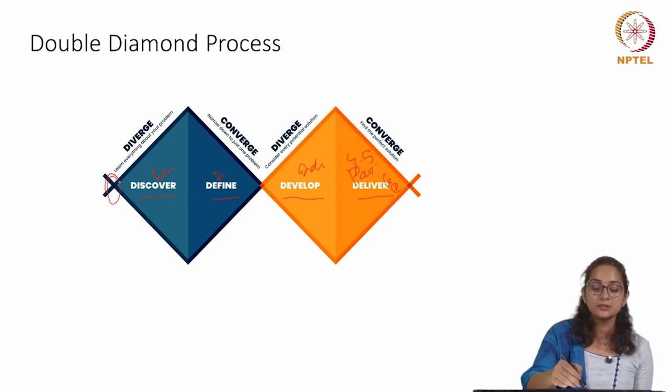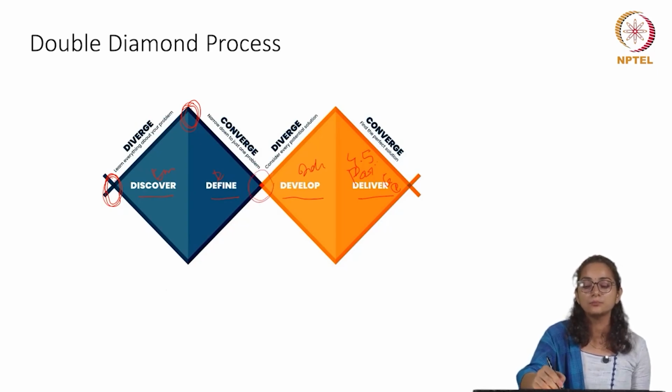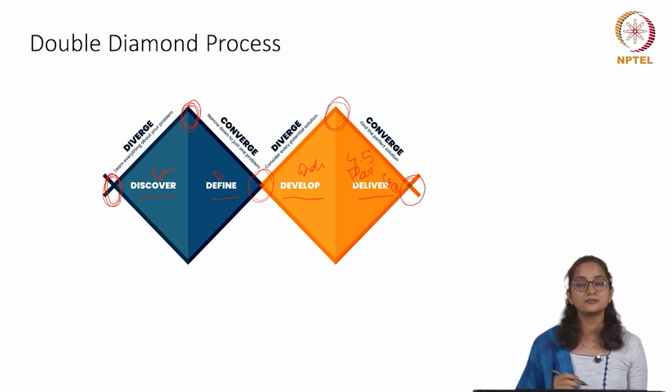And you can also see that it is divergent and convergent. From step 1, you diverge into understanding many user needs, then you define and converge on one problem statement, then again you diverge and come up with many solutions, and then again you converge into a final solution.